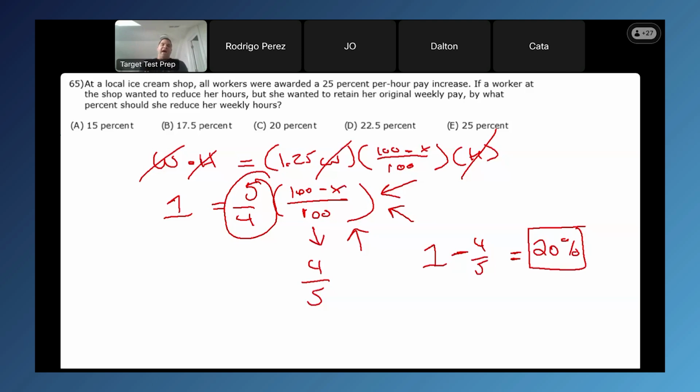The flip side is you could have actually solved for X, but there's no point because you can get this much quicker just doing this and saying, well, what does 100 minus X over 100 have to represent? So my question to everybody is, does that make sense?